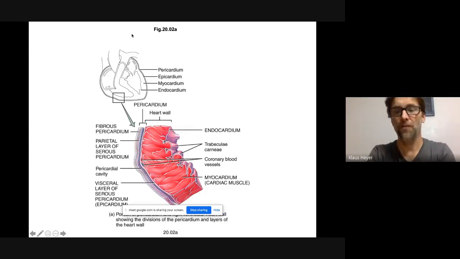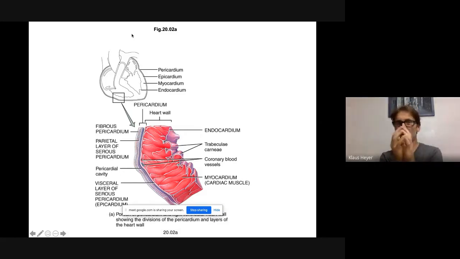When you look at a cadaveric specimen, you will notice when you cut the sternum that there is a sac around the heart. So that's the pericardium. You cut that sac, then there's fluid, then you'll see the heart. So the pericardium, with the pericardial fluid, serves to protect the heart.